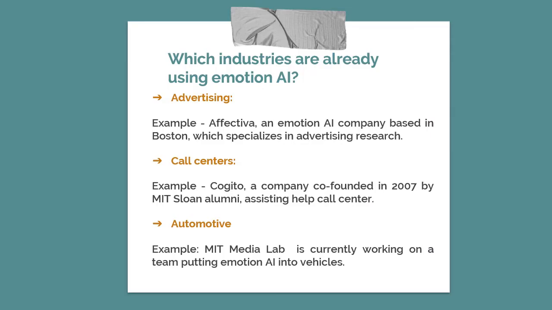So which industries are already using emotion AI? First is advertising. Affectiva is an emotion AI company based in Boston. In this case, if a client has agreed to the terms of use, the technology uses the person's phone or laptop camera to capture their reactions while watching a particular advertisement. Call centers. Technology from Cogito helps call center agents identify the moods of customers on the phone and adjust how they handle the conversation in real time.